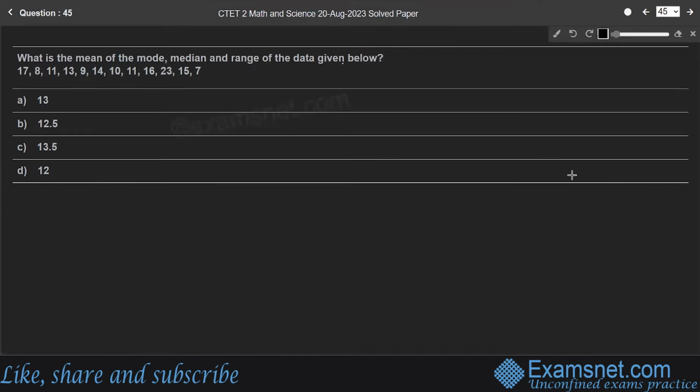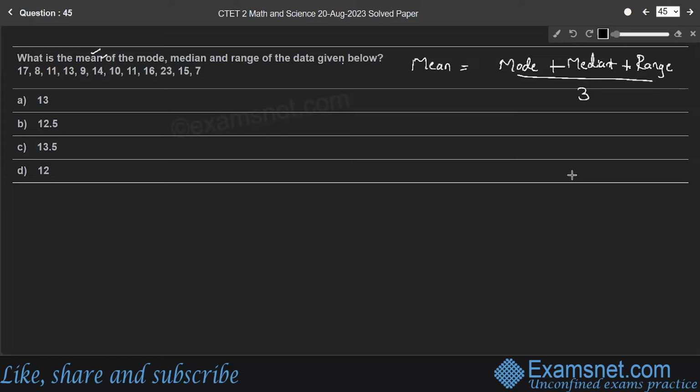Question 45. What is the mean of the mode, median and range of the data given below? So here, students, we have to find the mean of the mode, median and range. That means first we have to find the mode, median and range of the given data, and then the mean of these three values. So the mean is equal to mode plus median plus range divided by 3, right? So let us find mode, median and range first.